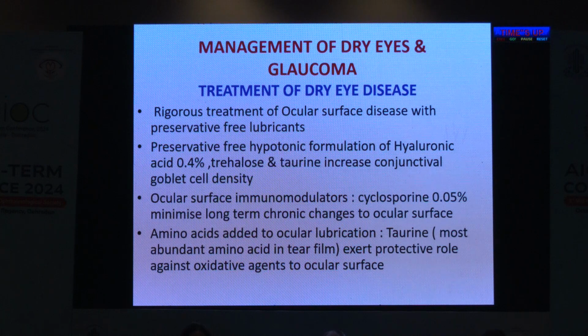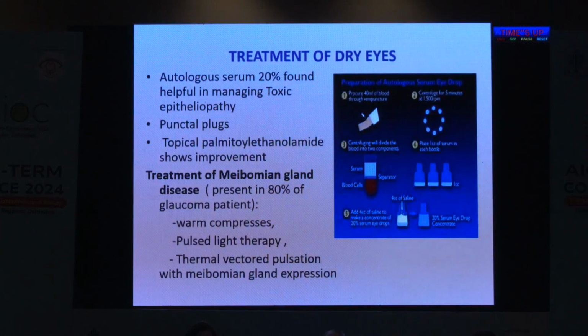Rigorous treatment of ocular surface disease with preservative-free lubricants, especially preservative-free hypotonic formulations of hyaluronic acid, trehalose, and taurine, increases the conjunctival goblet cell density. Ocular surface immunomodulators like cyclosporine minimize the long-term chronic changes on the ocular surface. Taurine, an amino acid present in the tear film, exerts a protective role against oxidative changes to the ocular surface. Autologous serum 20% is helpful in managing toxic epidermal necrolysis. Punctum plugs and topical palmitoylethanolamide are other aspects.